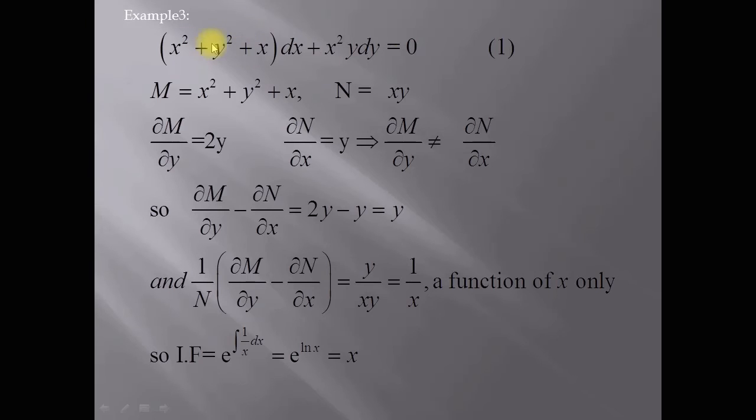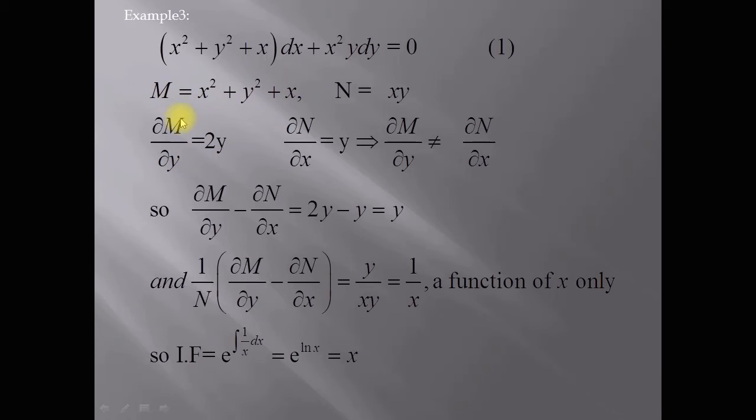The coefficient of dx is denoted by function M, and the coefficient of dy is denoted by N. Now partial M by partial y is equal to 2y. The derivative of x square with respect to y is 0, since x square is treated as a constant term in the partial derivative with respect to y. The derivative of y square with respect to y is 2y, and the derivative of x with respect to y is again 0.